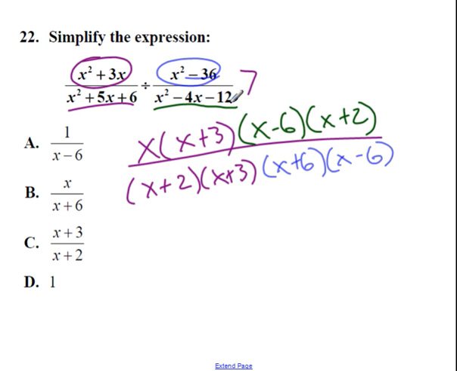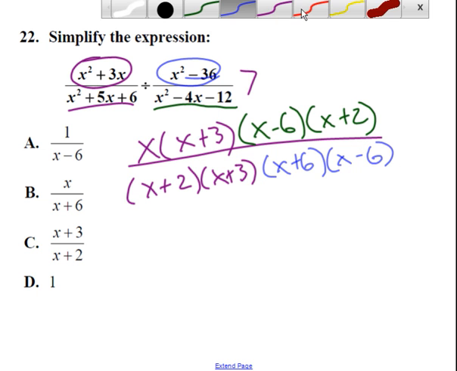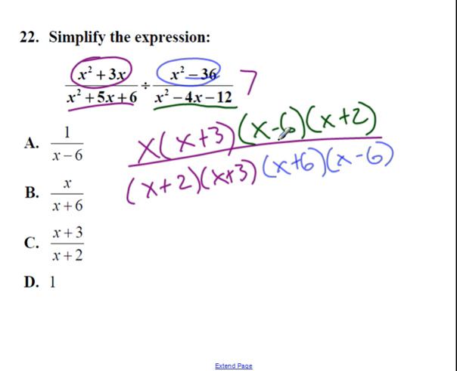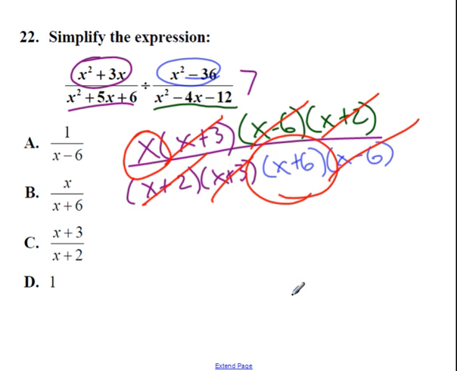So these two have traded places so that everything matches up, and now it's just a matter of crossing out stuff. Plus 3, plus 3, plus 2, plus 2, minus 6, minus 6. So x and x plus 6 are what's left to make our final answer there.